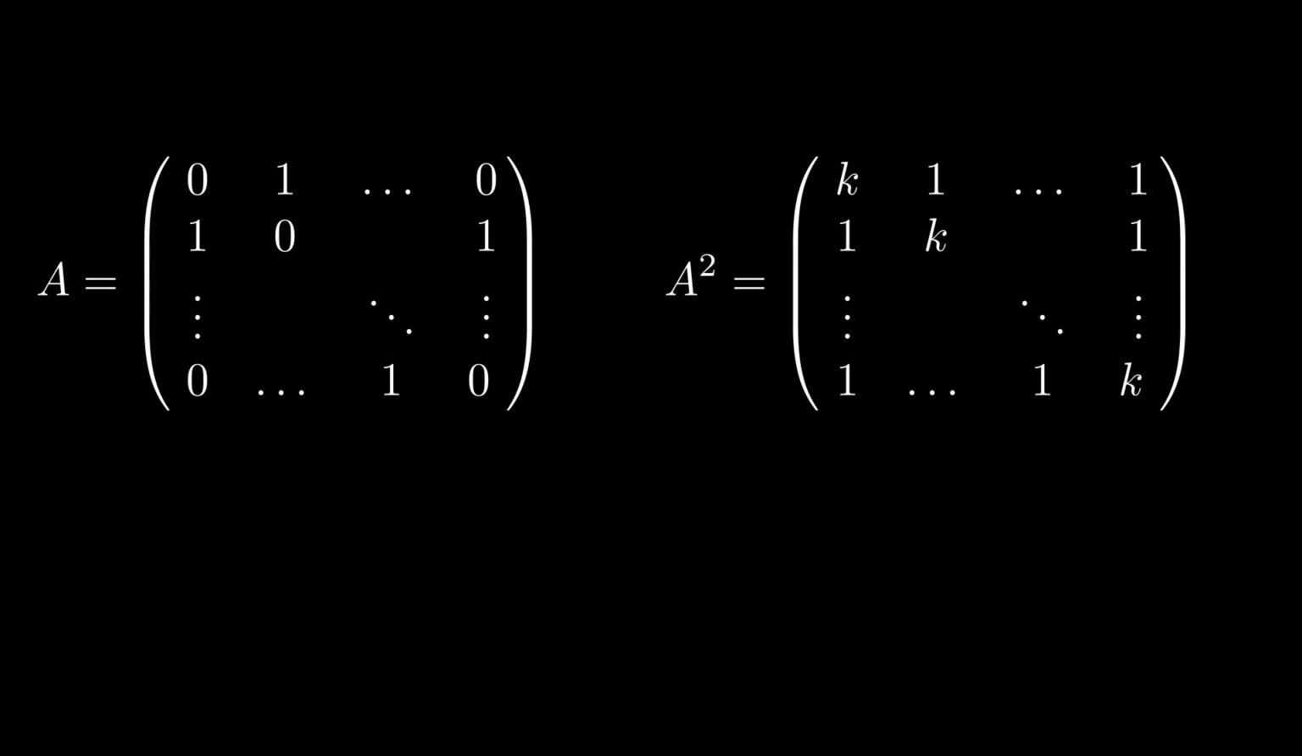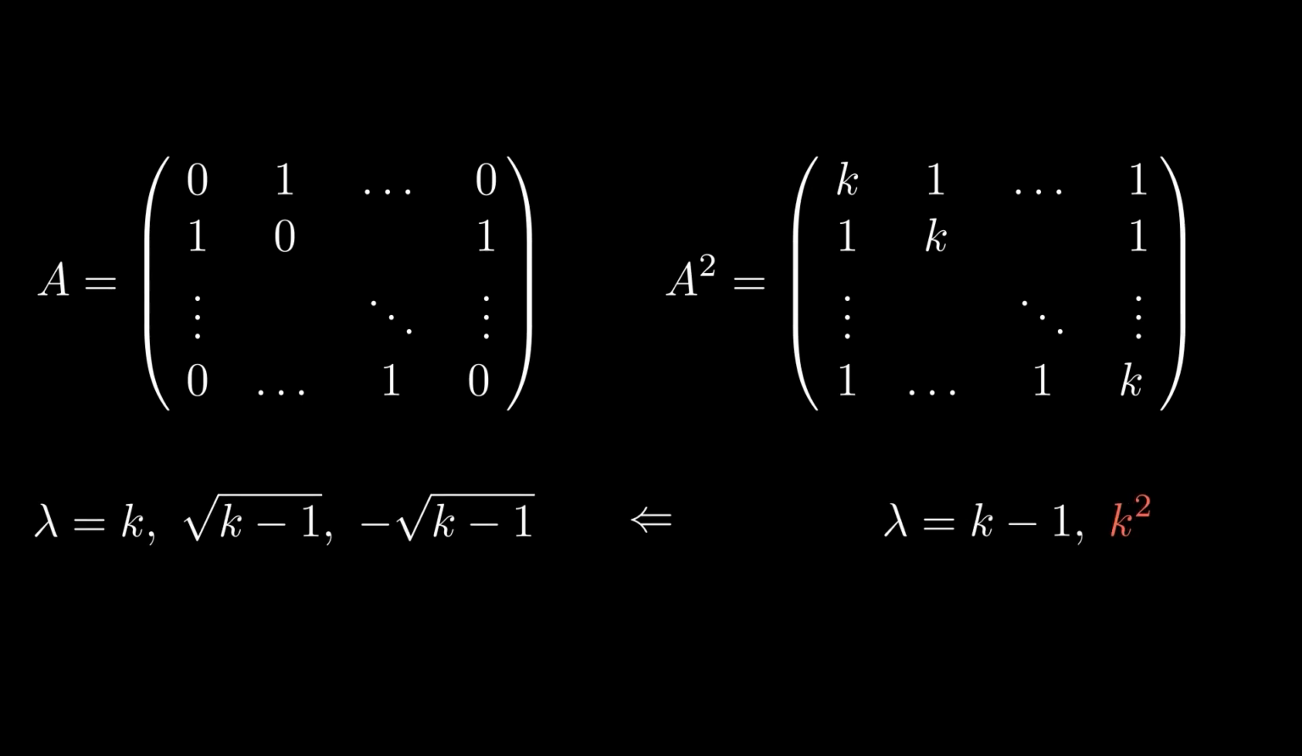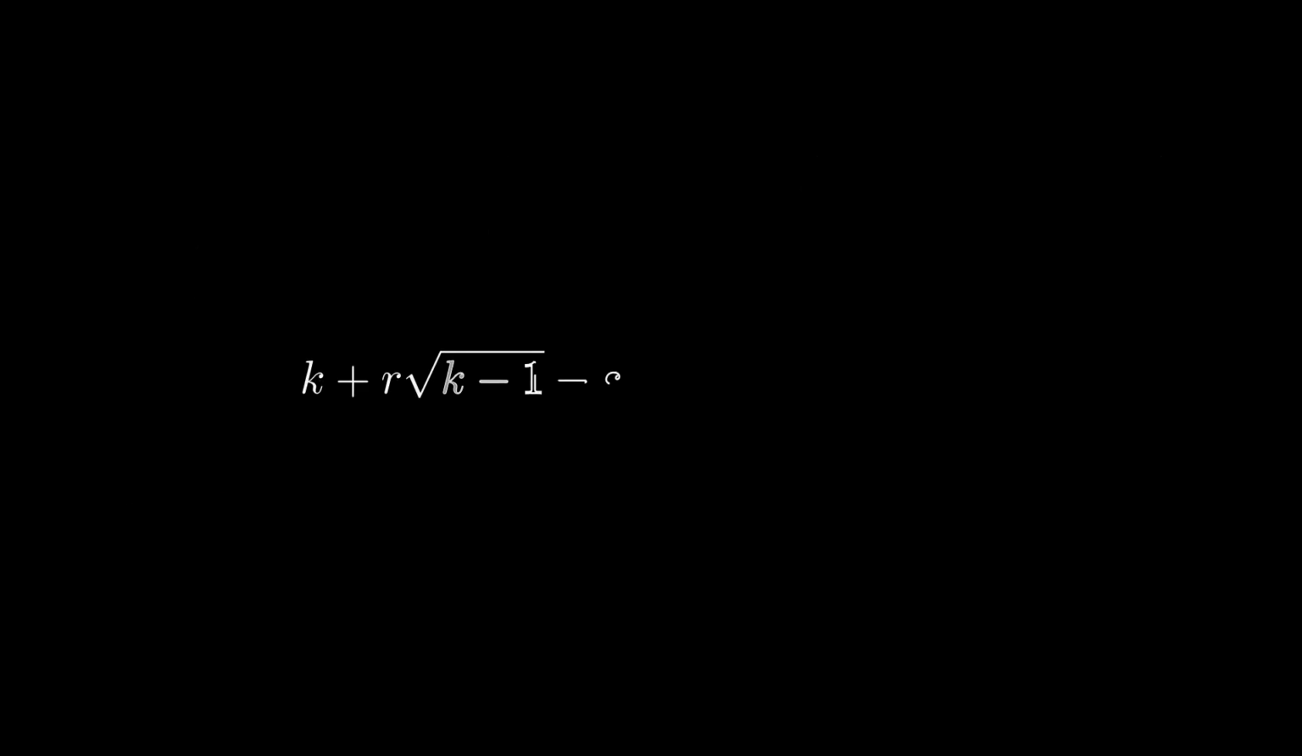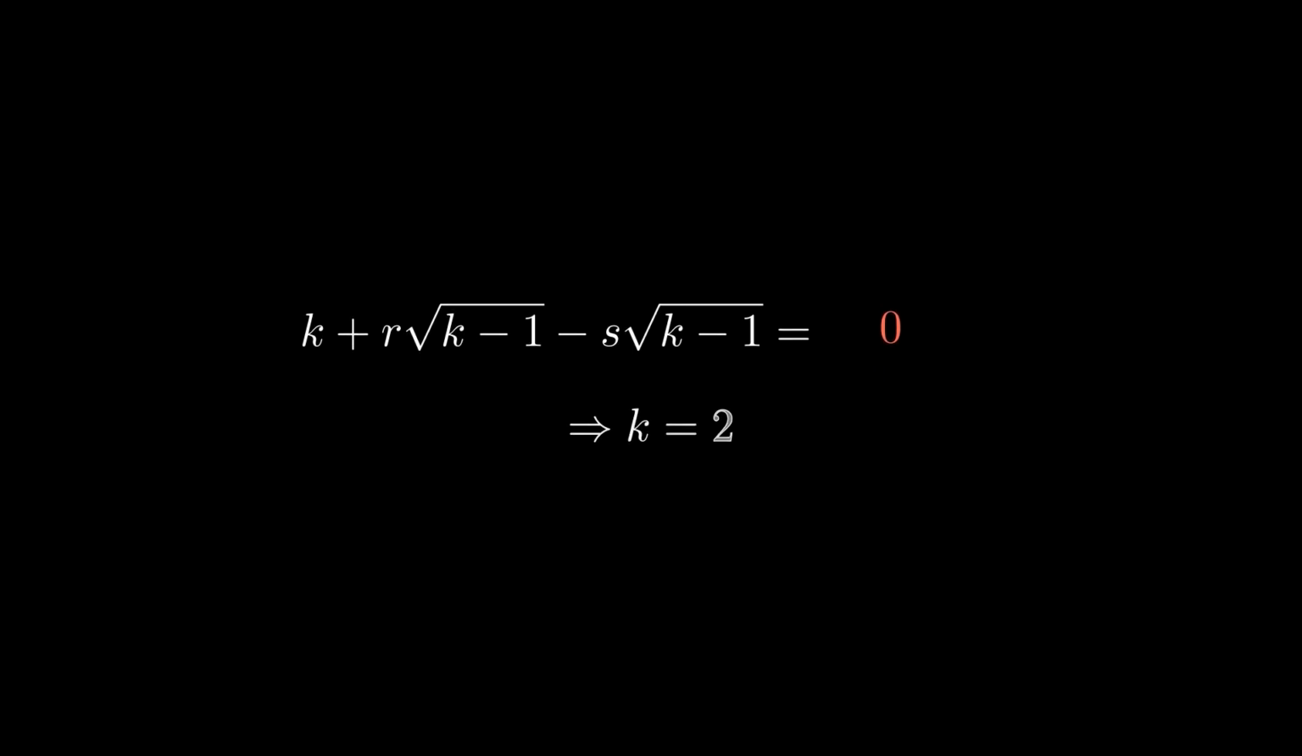We can compute the eigenvalues of A squared. By claim 2, k minus 1 plus n becomes k squared. This helps us find the eigenvalues of A. Take the sum of the eigenvalues. This equals the trace. Also, the trace of the adjacency matrix is 0, so we get an equation for k. We skip the details, but it turns out that the only solution is k equals 2, proving the claim.